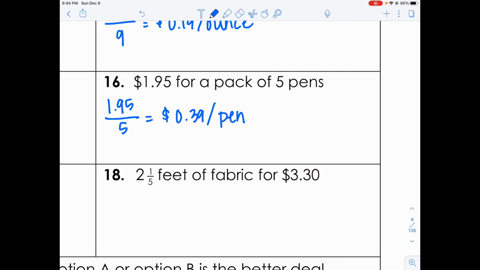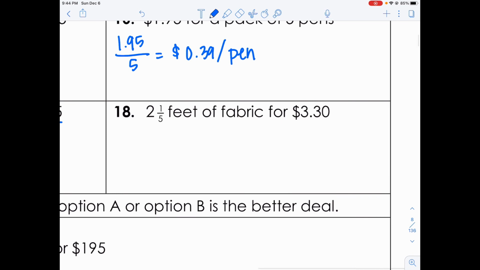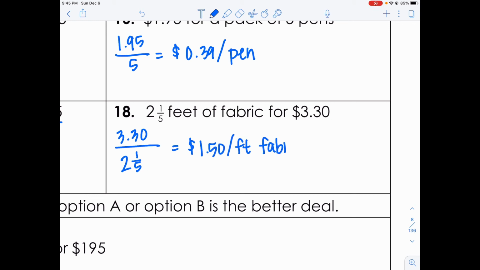And then last but not least, 2 1/5 feet of fabric for $3.30. $3.30 is our money, goes on top, divided by 2 1/5. Again, if you wanted to do this out longhand, you need to make it an improper fraction and then multiply by the reciprocal. But we have a calculator, so go ahead and just plug that in. $3.30 divided by 2 1/5. And you should get that it is $1.50 per foot of fabric.